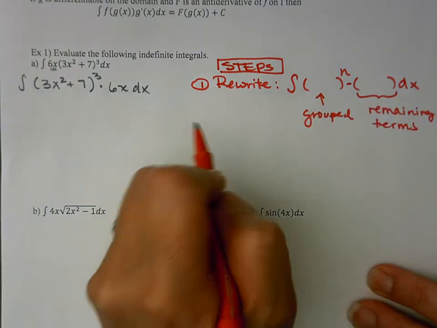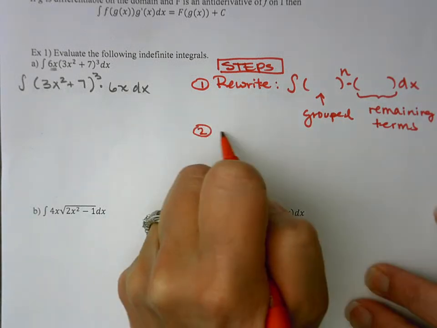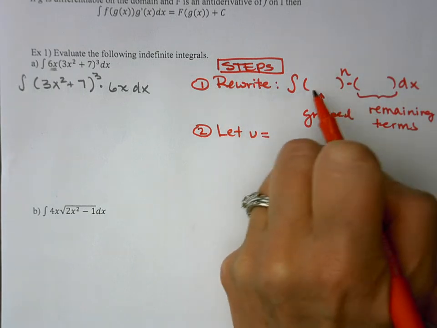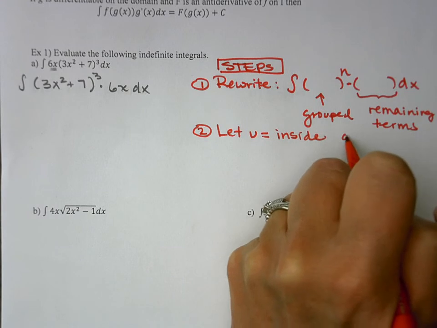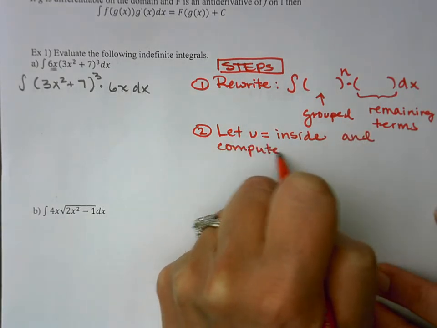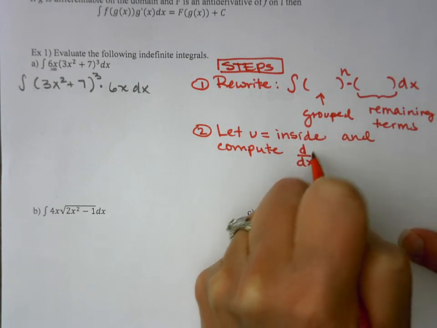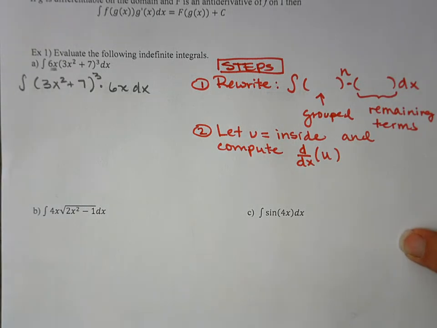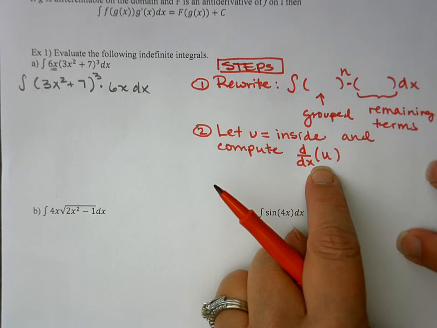So then once I do that, we're going to use what's called a u/du substitution method, okay? So we're going to let u equal the inside of the group symbol. So u is going to equal the inside. And then we are going to compute, meaning we actually have to take the derivative. So we're going to compute the derivative with respect to x of the u. We don't just look to say, oh, there it is. We actually find that derivative. Okay? All right, so here we go.